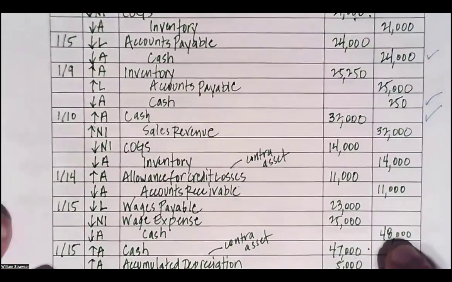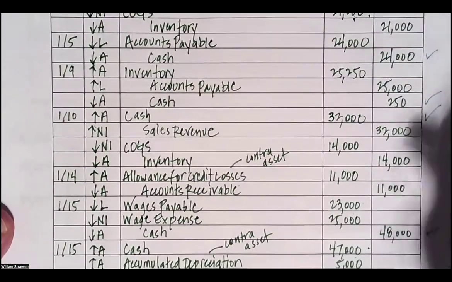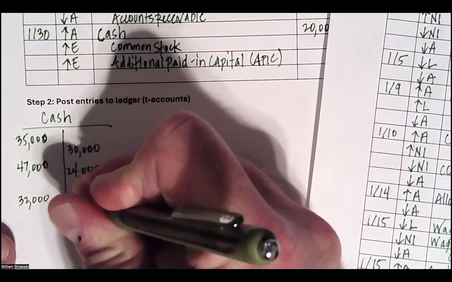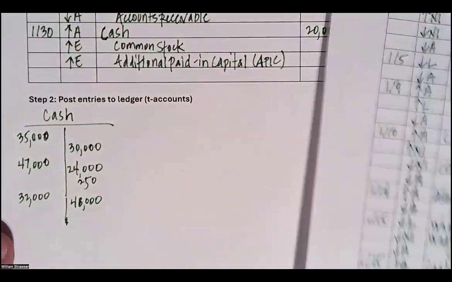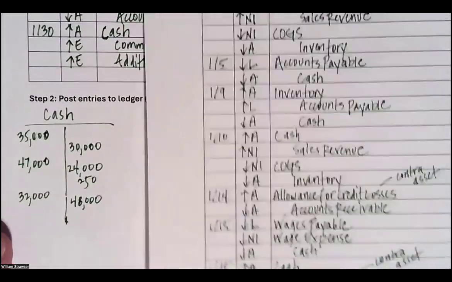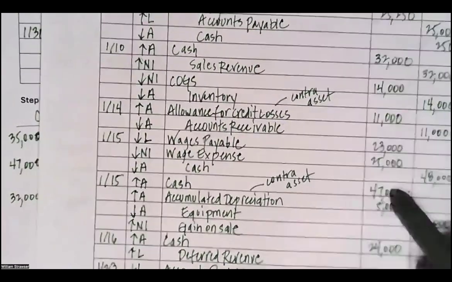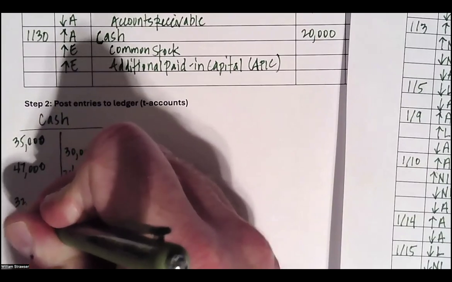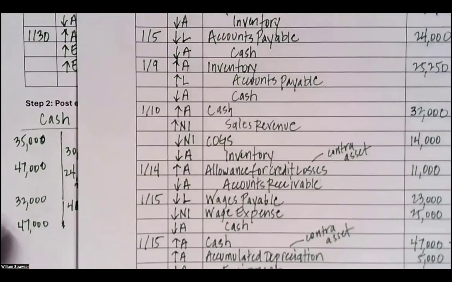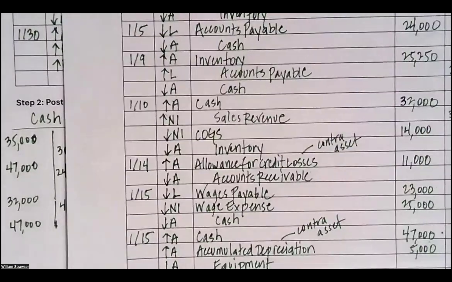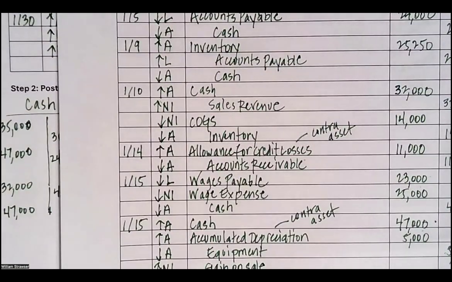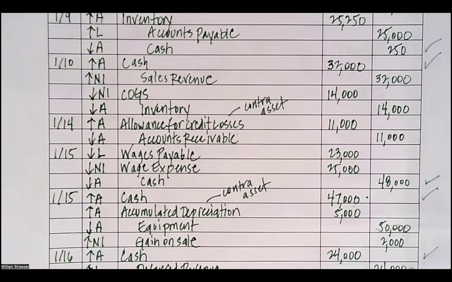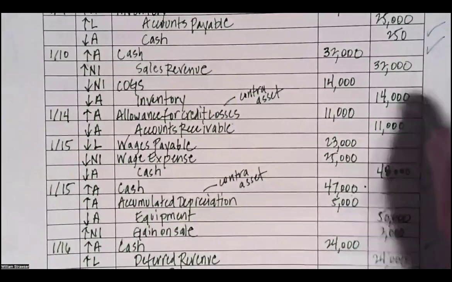The next cash piece that I see is a $48,000 credit there. And then a $47,000 debit when we sold that machine. A $24,000 debit when we received payment in advance for the amounts we're going to earn later that we recorded as deferred revenue.